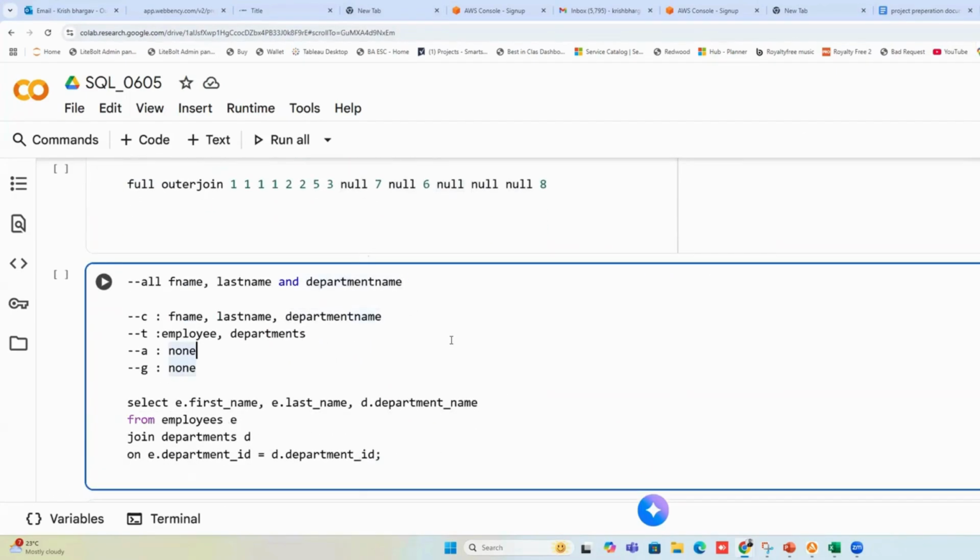I call it CTAG. That is the name of the formula. What does CTAG stand for? C stands for columns. What columns do I need? T stands for tables. What tables do I need? A stands for aggregation. Am I doing any calculations in my code? Is he asking for some calculations? G stands for grouping. If I'm doing aggregation, then I have to be doing some grouping. And I'll tell you how the grouping is done.